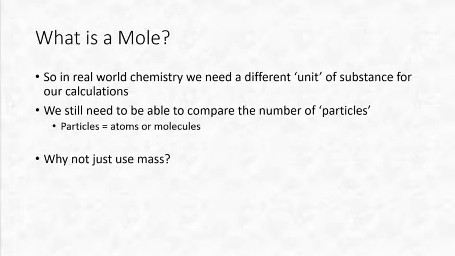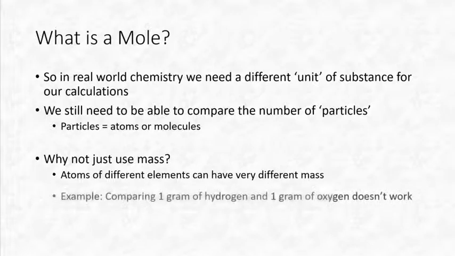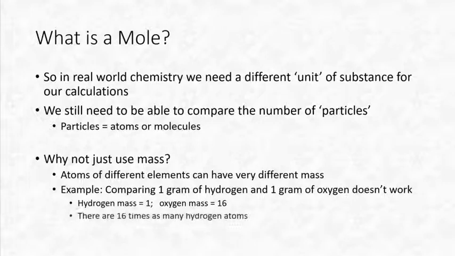So why don't we just use mass? That's quite easy. Well, atoms of different elements can have very different mass from each other. So just for an example, if we're comparing 1 gram of hydrogen and 1 gram of oxygen, we can see that it doesn't work. So hydrogen has a mass of 1 and oxygen has a mass of 16. So there are 16 times as many hydrogen atoms in a gram as there are oxygen atoms. So using mass doesn't help us compare the number of particles reacting.